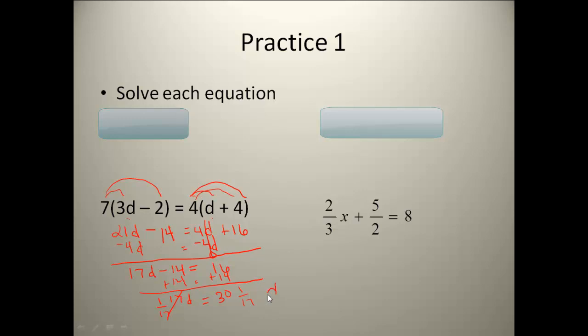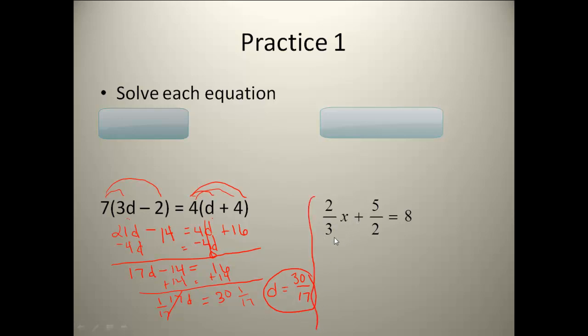So I am left with D is equal to, again, if you type this into your calculator, you're going to get kind of an ugly decimal. So I'm just going to leave it as the fraction 30 over 17. It doesn't reduce, so I'm going to just leave it written like that.